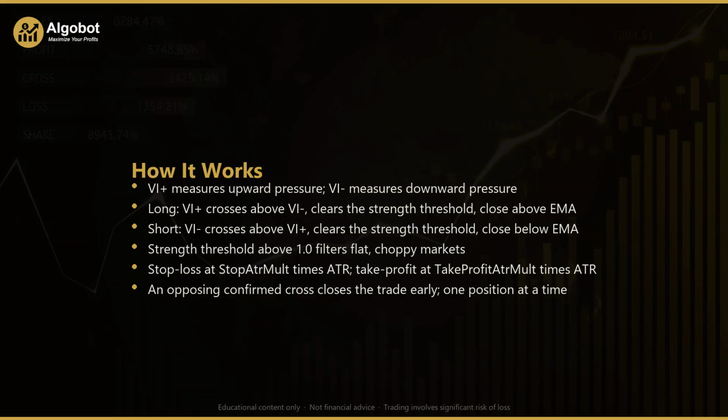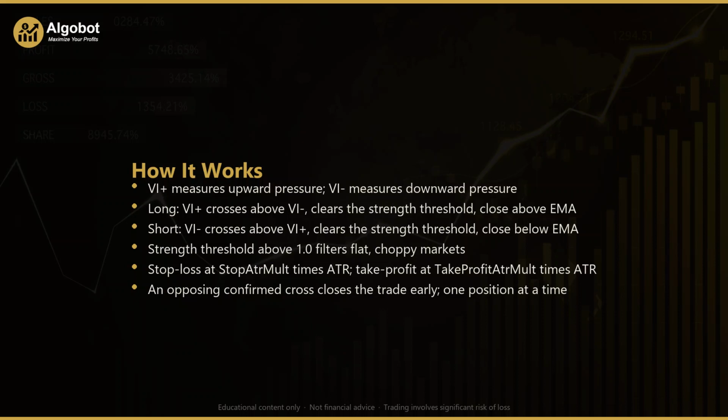Now for the exits. Every position carries a volatility-based bracket. The stop-loss is placed at the stop multiple times the average true range, defaulting to 2 times ATR. The take-profit is placed at the profit multiple times ATR, defaulting to 3 times ATR. That gives a reward-to-risk shape of 3 to 2 by default.